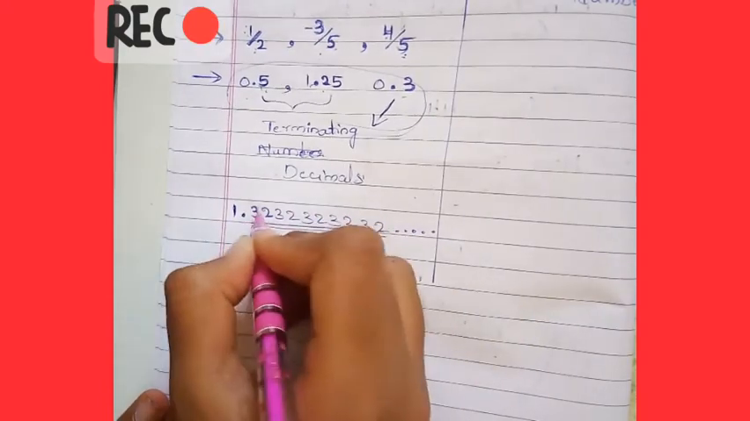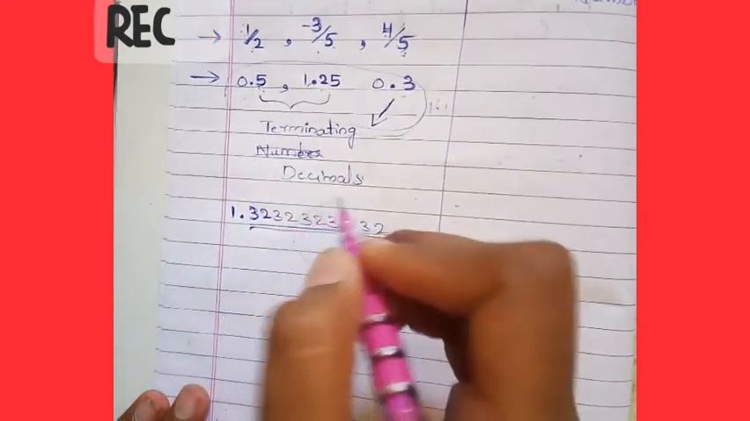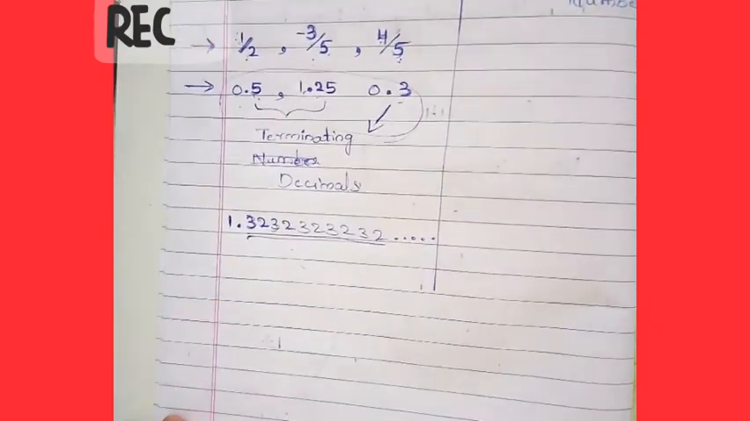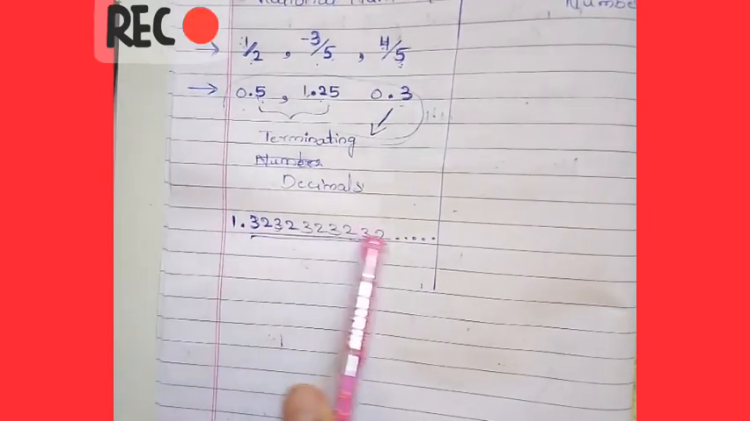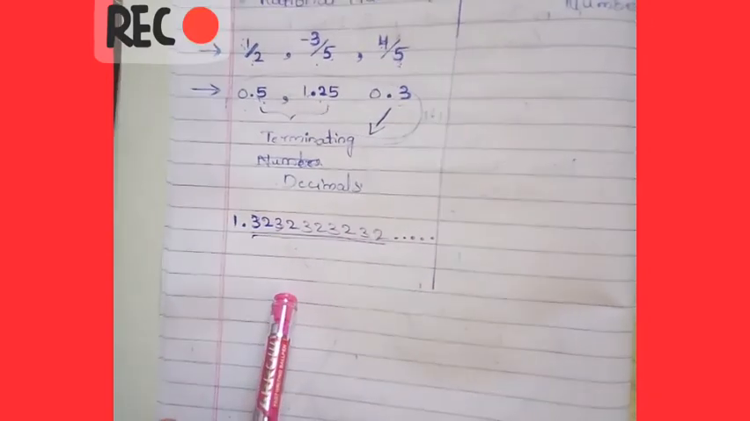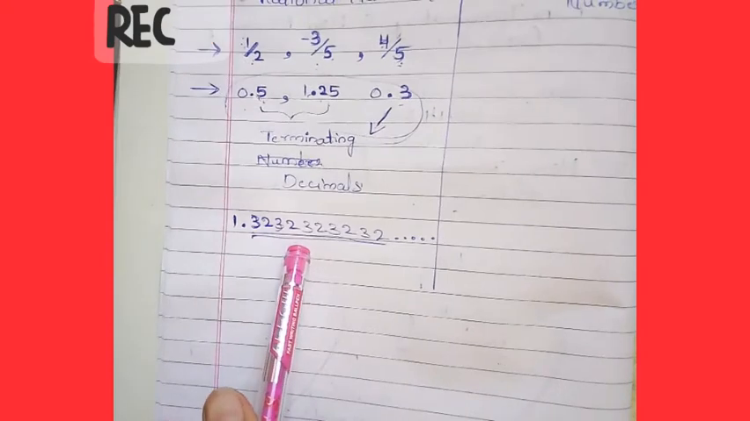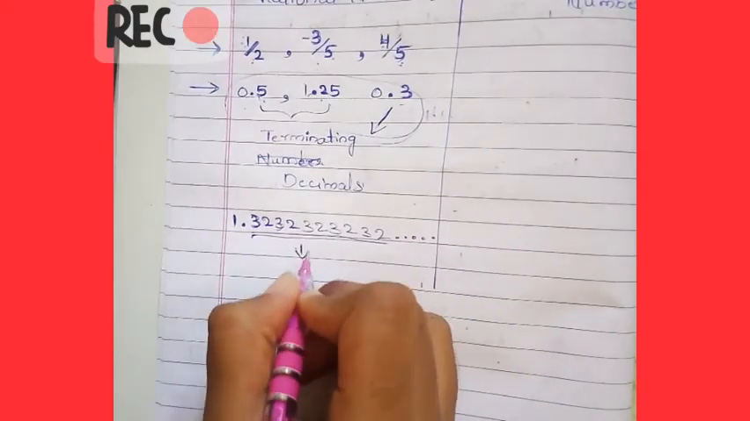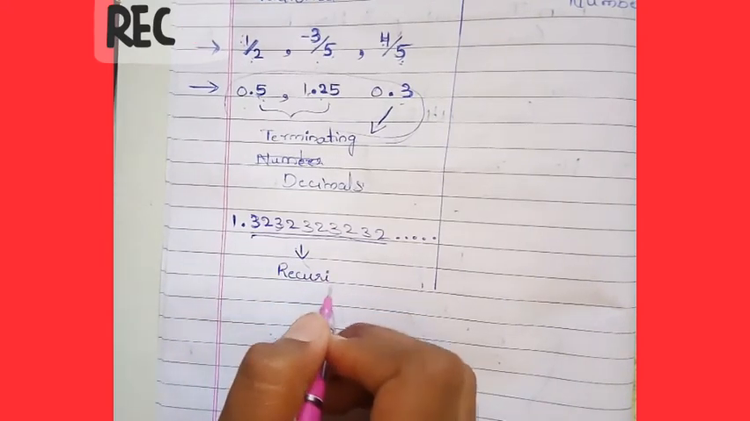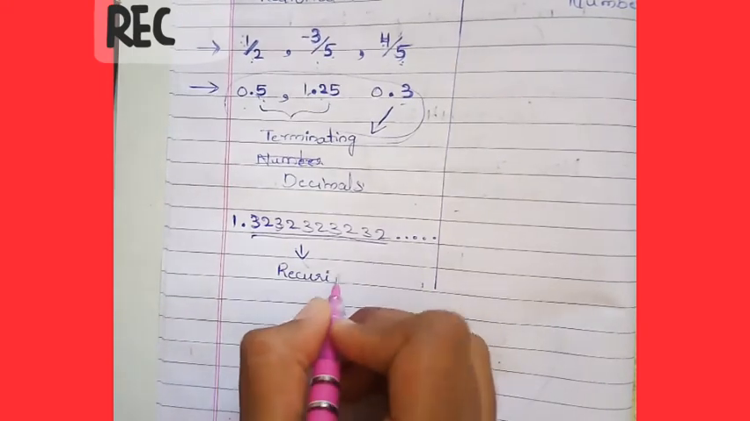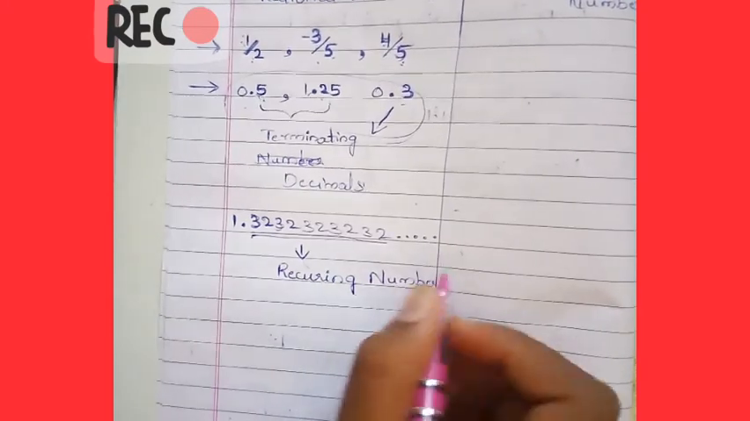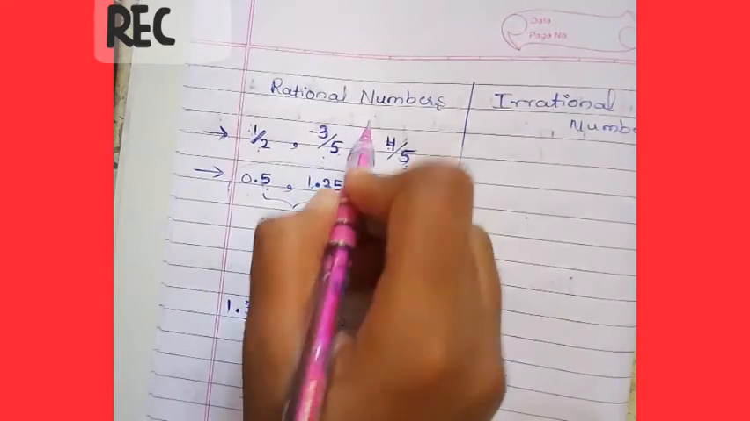The numbers are repeating themselves, in the form of 3 2 3 2 3 2. 32 is repeating itself again and again. That means these numbers are recurring, and recurring decimals are rational numbers. These are recurring decimals, the numbers which are repeating themselves after the decimal point. So recurring numbers are also rational numbers.